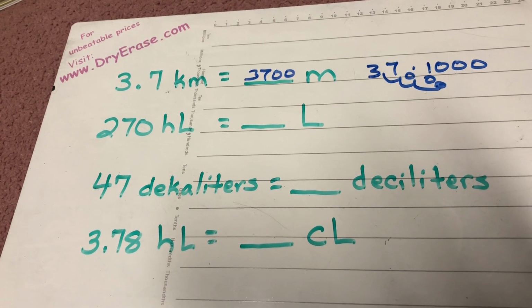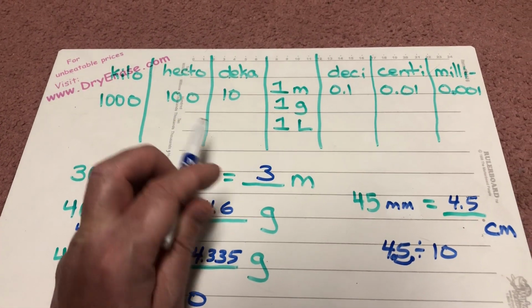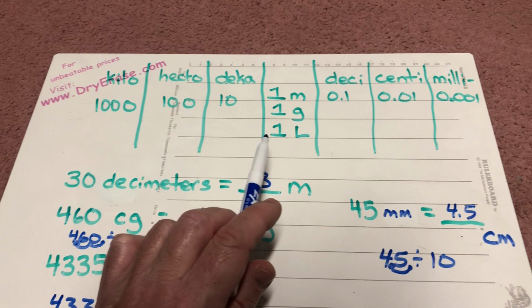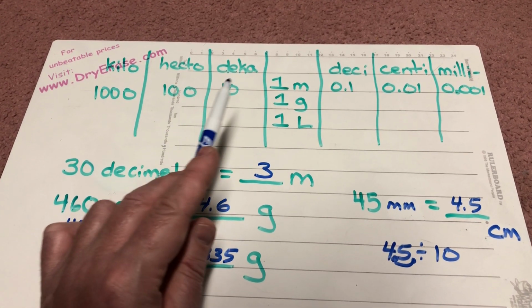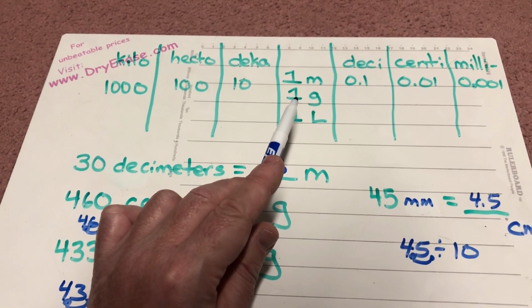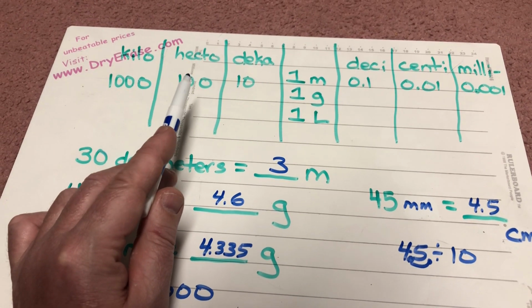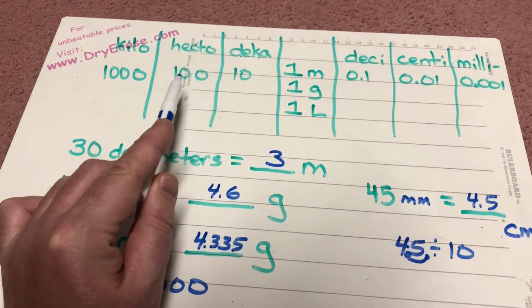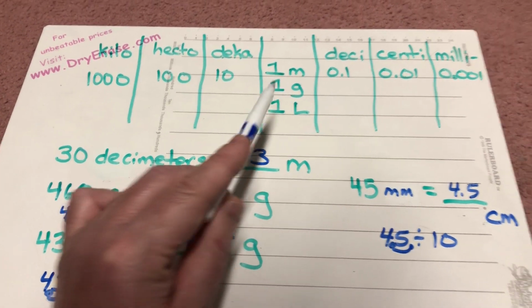270 hectoliters equals blank liters. Well, we come over here, we have hectoliters here, we have liters here. And so, once again, the measurement is getting smaller because I'm moving to the right. I'm going from here to here, which means the number is getting bigger, which means I'm going to multiply. Well, what am I multiplying by? Well, I'm going from hectoliters to liters. One place is 10. The other place times 10 more is 100.